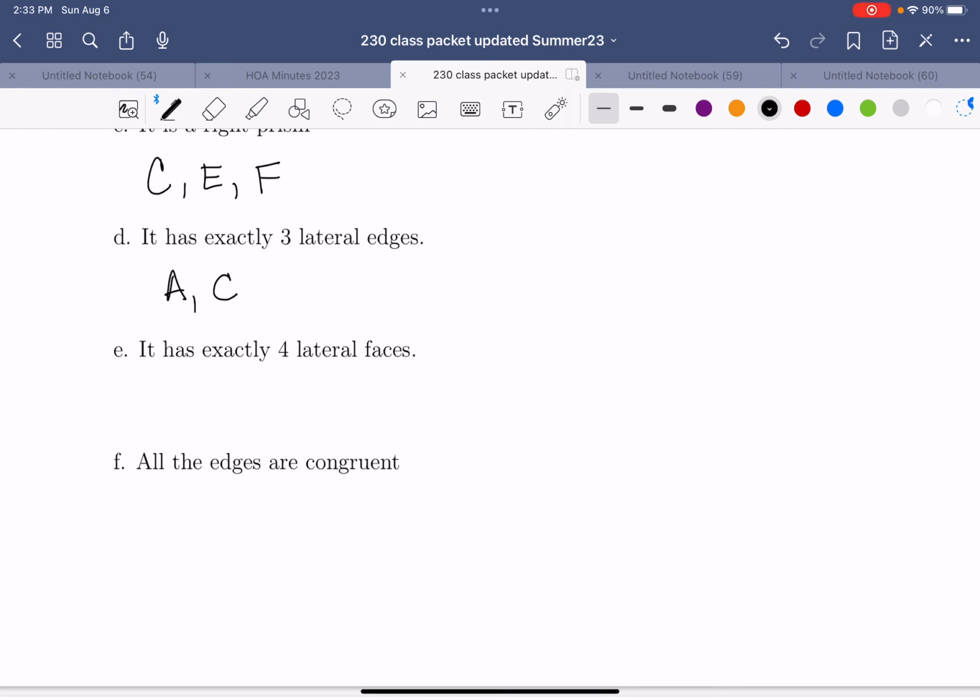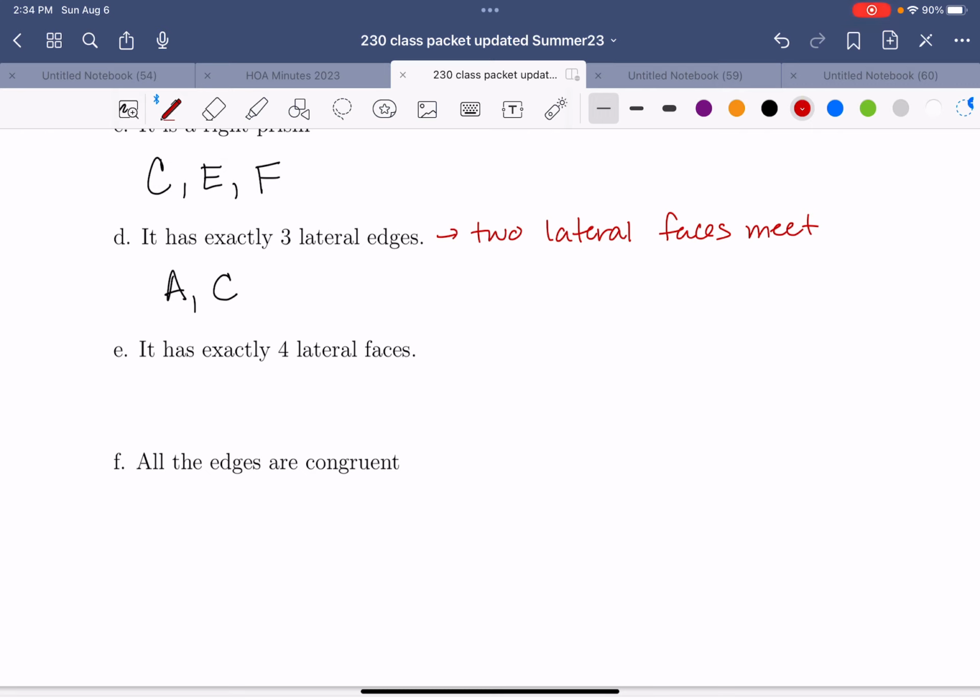So a lateral edge is where 2 lateral faces meet. All right, let me write that down here. 2 lateral faces meet. Okay, is a lateral edge. D, E, and F all have bases that are 4-sided, so they have 4 lateral edges. G has 5. H doesn't have lateral edges. I has 4. And J and K have more than 3. So A and C is going to be it for that. Both of the things that have bases as triangles.